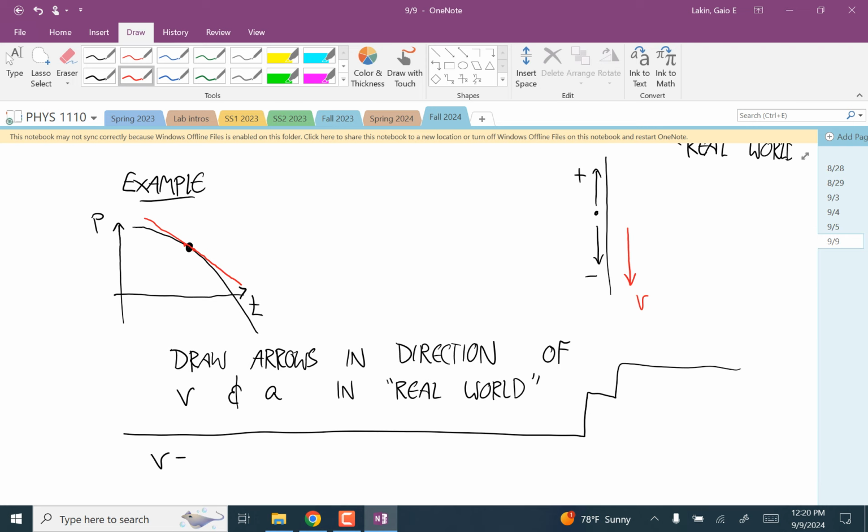And now the acceleration. Is that part of a concave up or concave down curve? That's concave down. So the acceleration is negative. And so the acceleration is in the negative direction. Okay? So that's the connection between the mathematical representation and what's really happening.